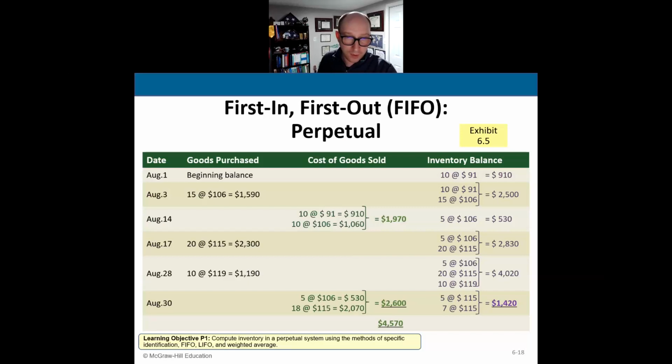Then I update my remaining balance. My remaining balance comes from, I think I had, actually that should say 2, not 5. 2 at 115 from August 17. The other number is wrong too. And 10 at 119. So this last part of the slide is incorrect. So this 5 should actually be 2 at 115. And this 7 should actually be 10 at 119. But you see the point we're getting to.